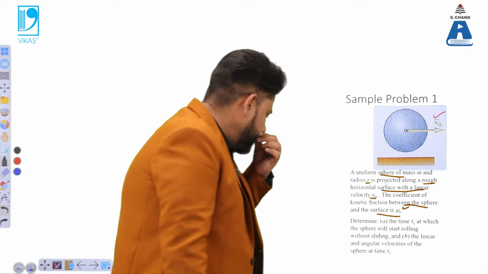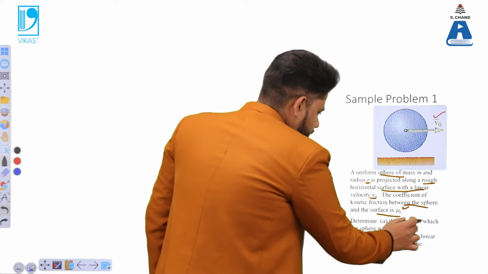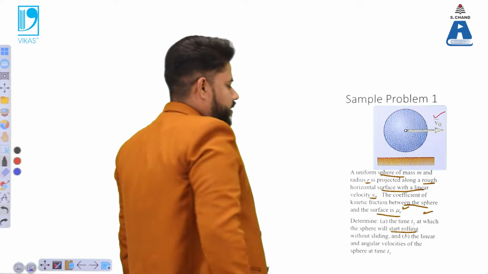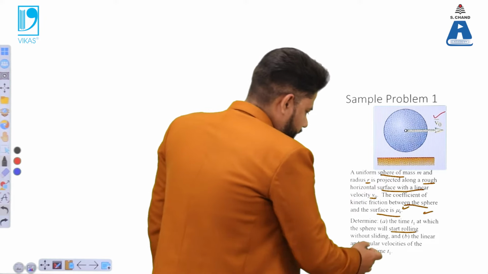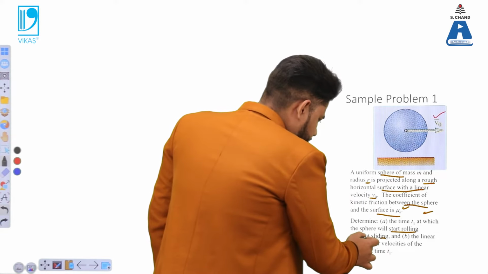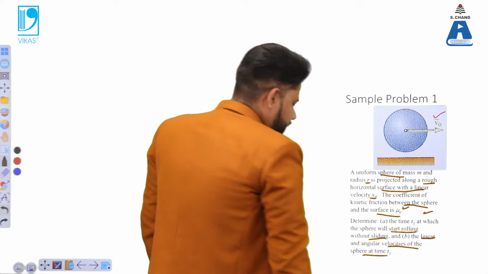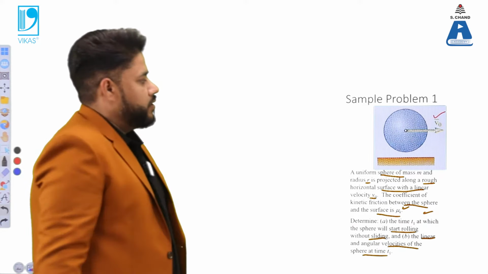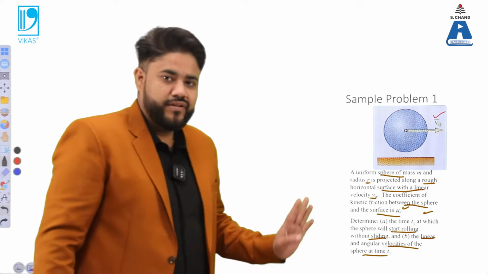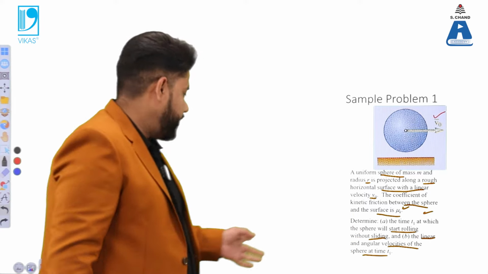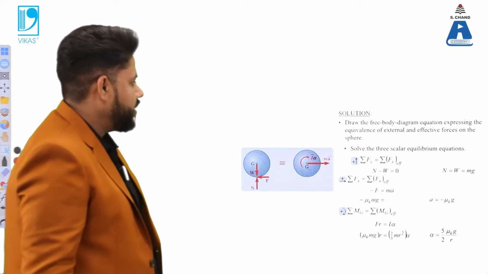What do we need to determine? We need to determine the time at which the sphere will start rolling without sliding, that is, the initial time period required, and the linear and angular velocity of the sphere at that particular time. We have seen the cases of with sliding and without sliding in our previous explanations. Now we'll apply that in this example.